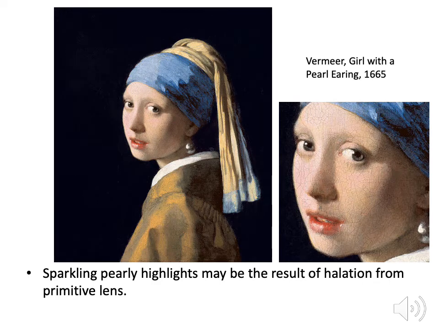So here are some artists that use the camera obscura, who we thoroughly believe used the camera obscura. Here's Johannes Vermeer, and he's a Dutch painter. He specialized in domestic scenes of middle-class life. But he had photorealistic attention to detail.